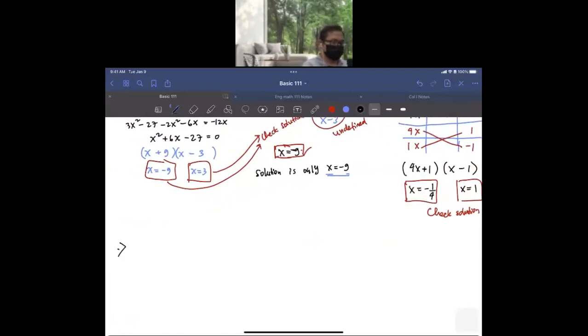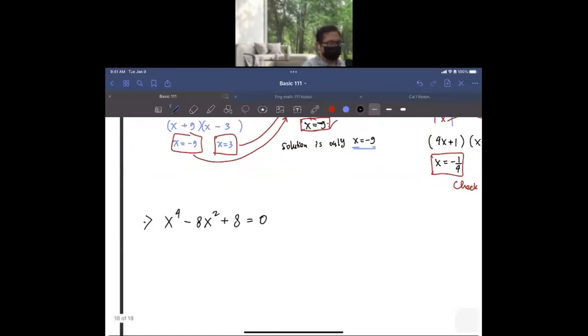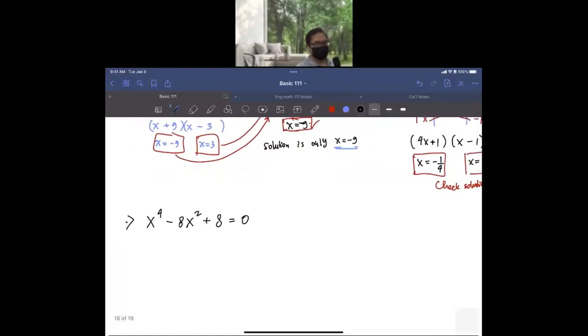Now we give you another question. X with power of 4. Okay. Find the solution.